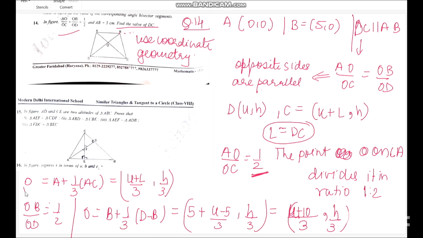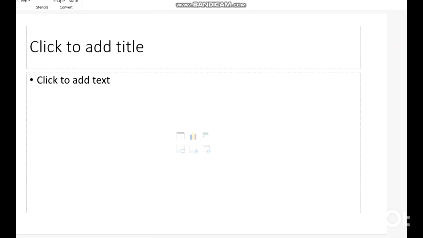From here I am getting O, one time from the AC diagonal and one time from the BD diagonal. So this is coming from the BD diagonal and this is coming from the AC diagonal. Okay, now I will equate these coordinates of O and see what I will get.